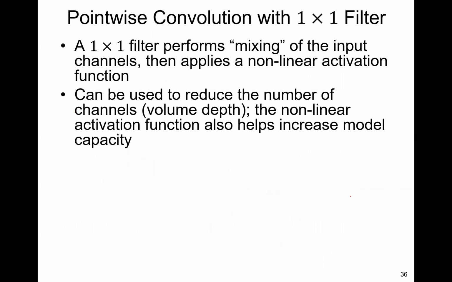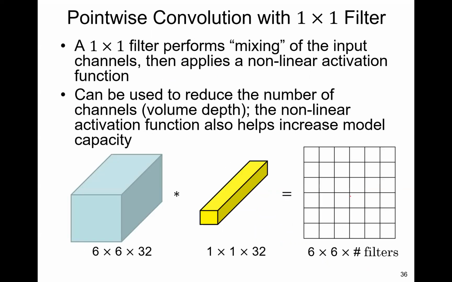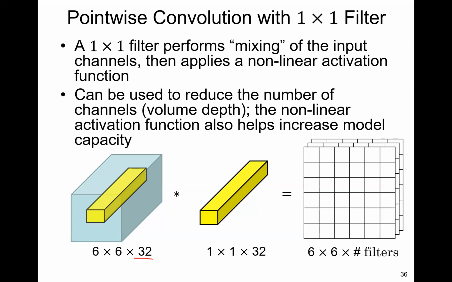A 1x1 filter is very common. It performs a mixing of the input channels, then applies a nonlinear activation function. It can be used to reduce the number of channels, the depth. The nonlinear activation function also helps to increase the model capacity. Here we see a 1x1 filter with depth equal to the input volume depth of 32. Then when you perform convolution with a stride 1 and no padding, the output has the same size as the input, 6 by 6, and the depth is equal to the number of filters.